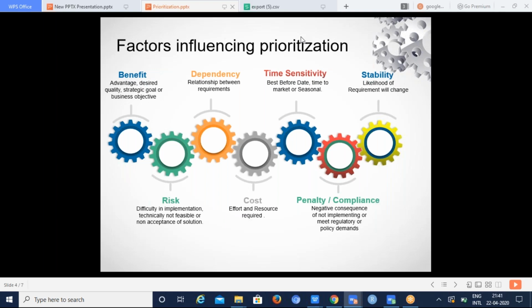And the final factor is stability. So whenever we prioritize the requirement, we have to ensure that the requirement does not change. Hence, stability plays a major factor in that. So stability is the likelihood that the requirement will not change. So whenever we work on the requirement, we ensure that we get the proper sign off from the users so that it doesn't change frequently and we avoid rework.